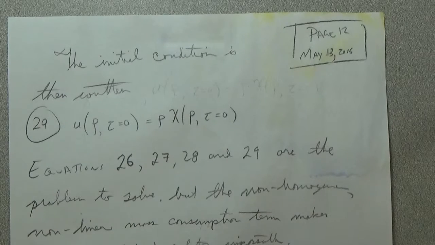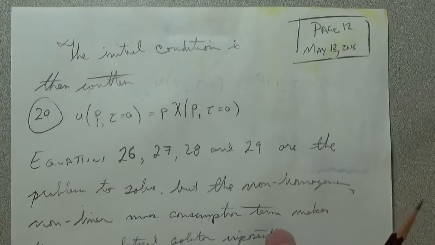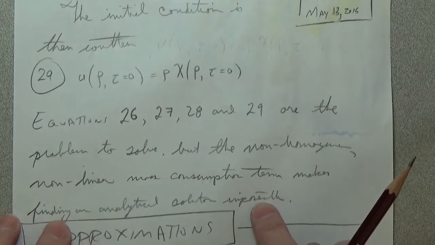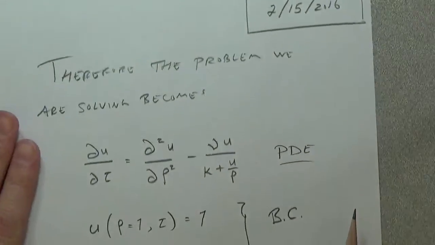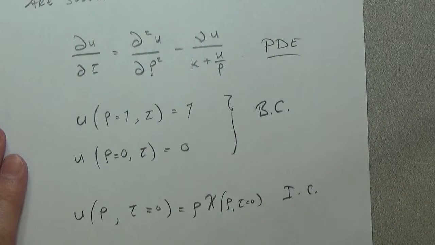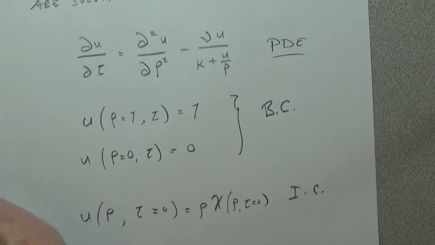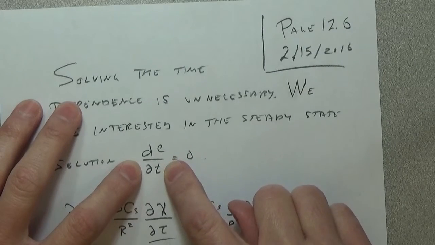So, what we have now is a non-homogeneous, non-linear mass consumption term that makes an analytical solution impossible if we want to work with the transient state. So in this problem, we're going to start from this point with our PDE, boundary condition and initial condition, and we're going to say, okay, we're only going to work with the steady state condition, right? So the steady state condition is simply that dc dt is equal to 0.